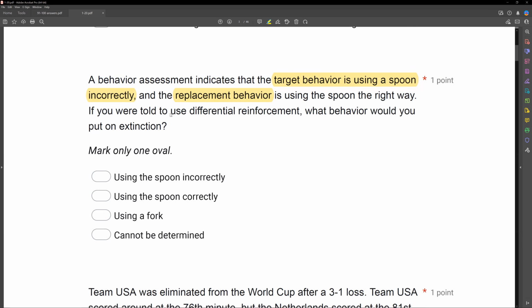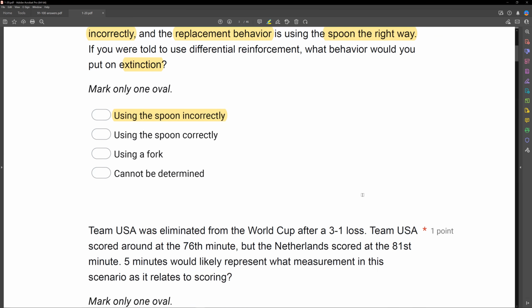Well, of course it can be determined, okay? We're going to use extinction on our target behavior because we're teaching the replacement behavior of using the spoon the right way. So what behavior are we going to put on extinction? A, using the spoon incorrectly.